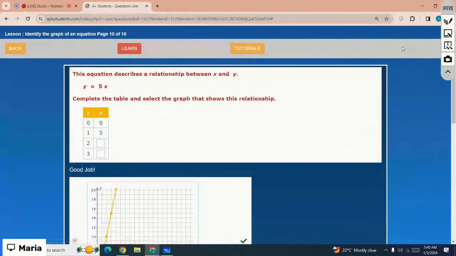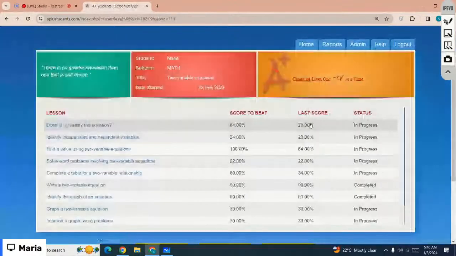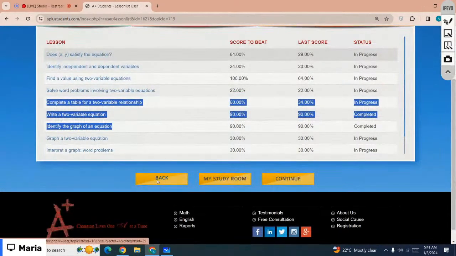Okay, we are done with the lesson. So, we were working on grade 7 math. The chapter we were working on is two variable equations. The lessons we have covered today are complete a table for a two variable relationship, write a two variable equation, and identify the graph of an equation, right? So please make sure before the next session you complete all the practice questions for the lessons we did today. That is your homework until next session, right?